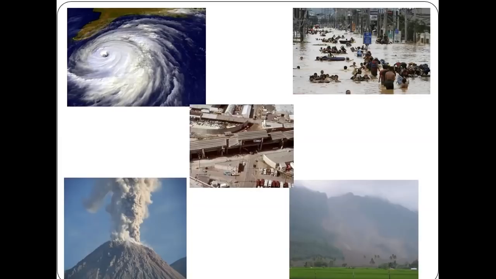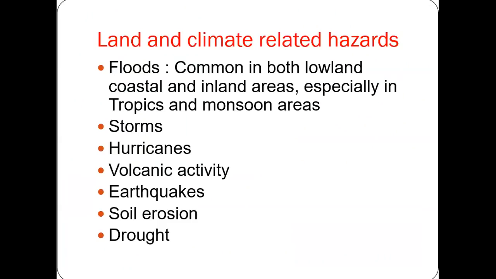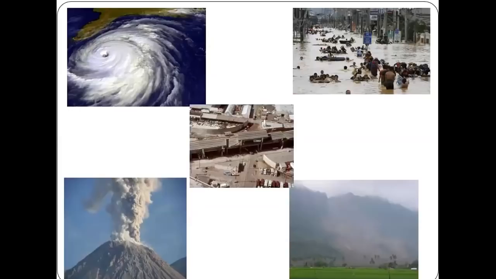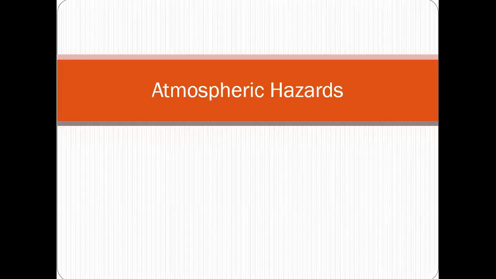So I guess you realize that even earthquakes are unstoppable, storms are unstoppable, hurricanes can never be put on halt, not even soil erosion or even drought. They come and go, part of our daily existence. So let's start off with atmospheric hazards.